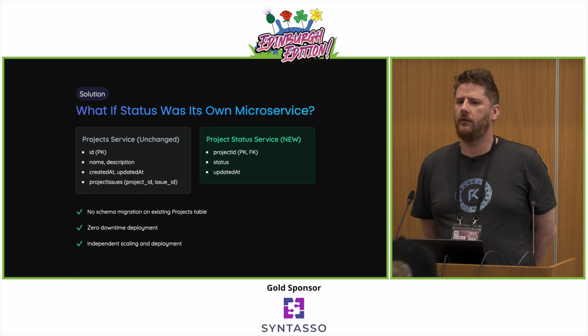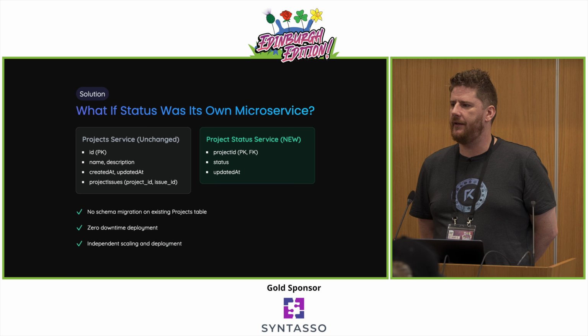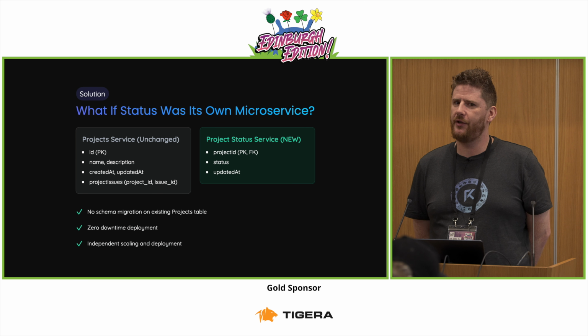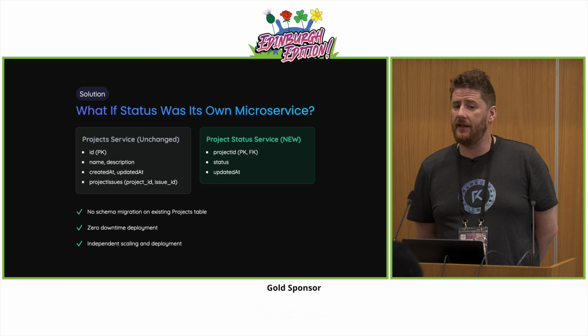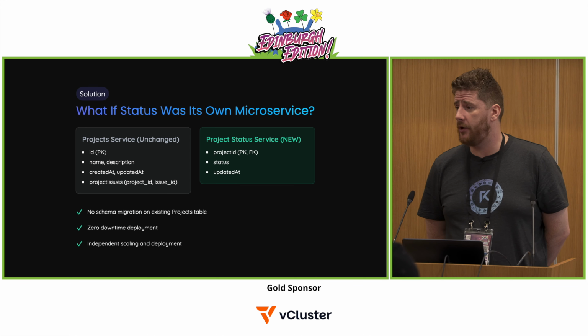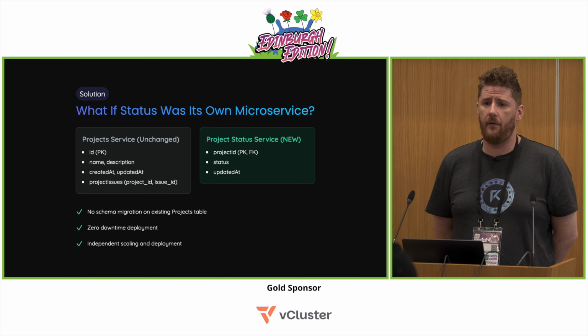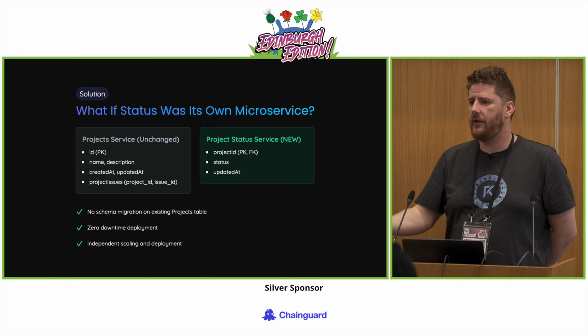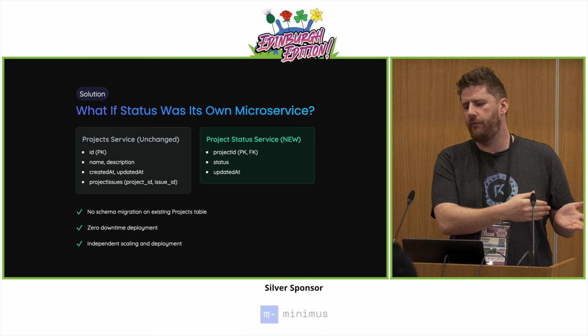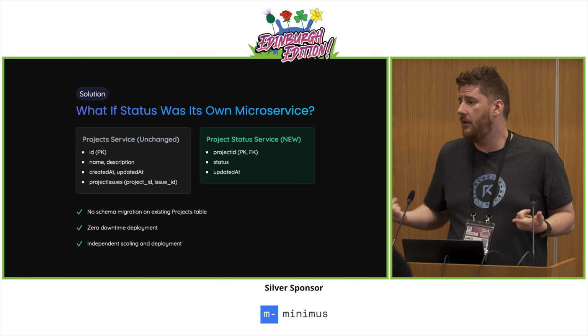So I propose to you, what if instead of doing a relatively simple-ish add column on a database, what if we spun up a new service? And this service could just be responsible for a single column, which is the state of a project, but it does have foreign key constraints to a degree where we reference the project and the project service. We have no schema migrations, we don't have to worry about downtime.